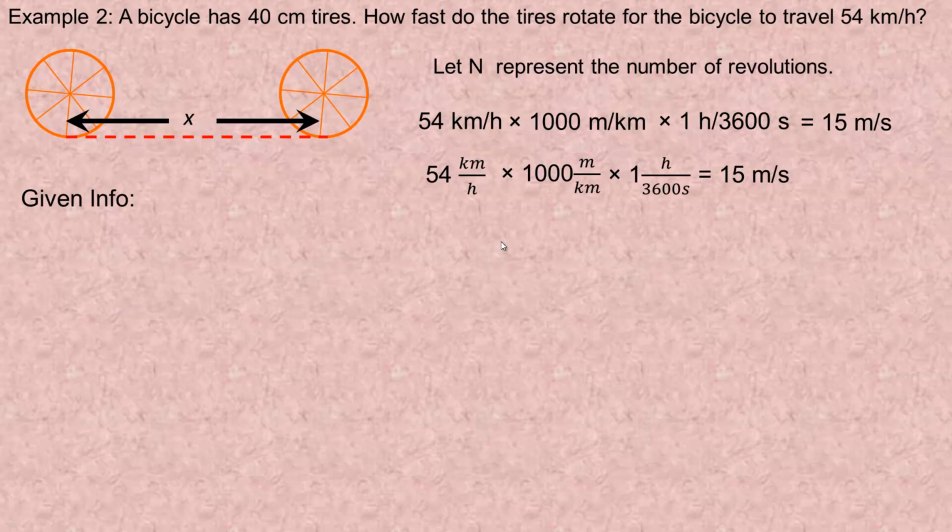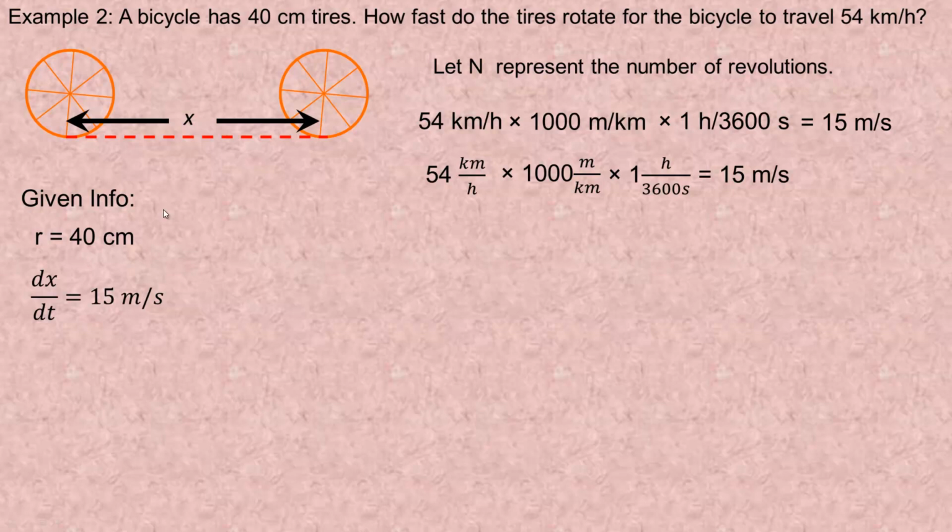So the given info is the radius of the tires is 40 centimeters, and we're asked to find the rate that they're changing when the speed is, instead of 54 kilometers per hour, the speed along the ground that the tires are traveling over is 15 meters per second. So that's a rate that we're given, and of course we're asked to find dn dt.